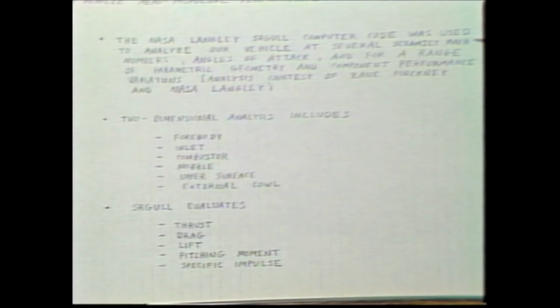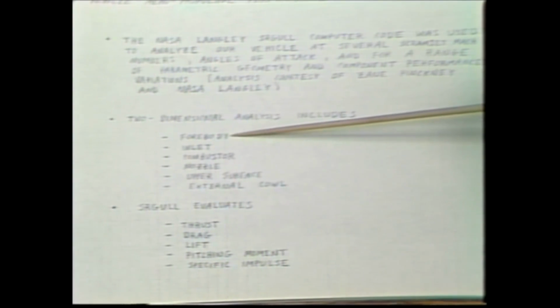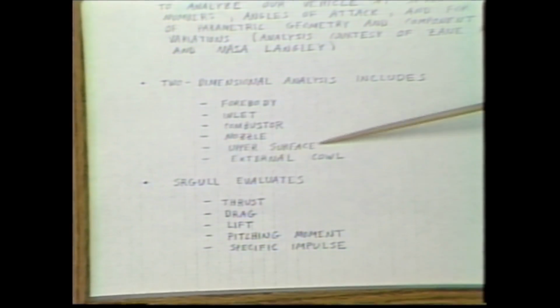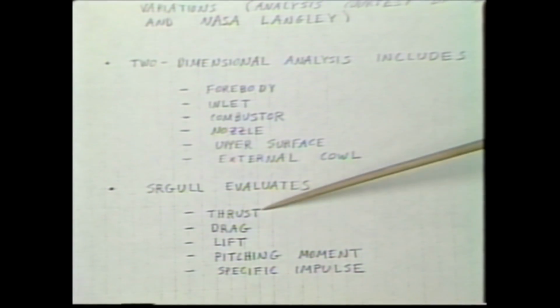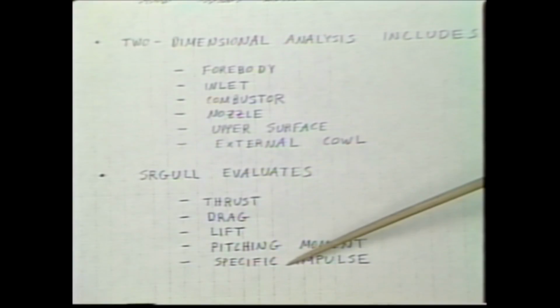Zane Pinckney at NASA Langley used the SR-GOAL computer program to analyze our vehicle at several Mach numbers, angles of attack, and for a range of design parameters. I tried to do a parametric study to show how the performance would vary with different inlets and combustor features and nozzle parameters. The 2D analysis does include the forebody inlet, combustor, nozzle, the upper surface of the vehicle, and the external cowl. And that SR-GOAL program evaluates thrust, drag, lift, pitching moment, specific impulse. Basically everything you need to understand the performance of the flow path.